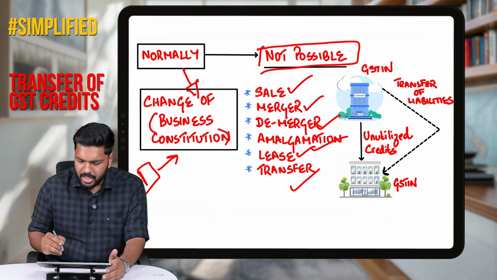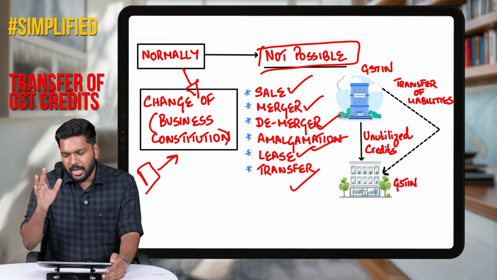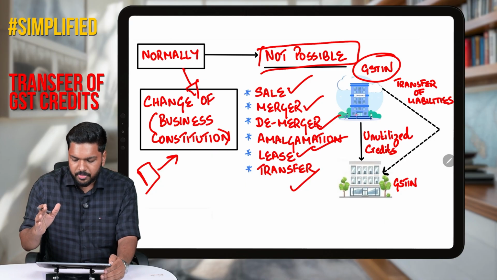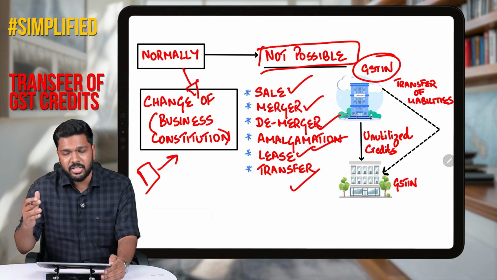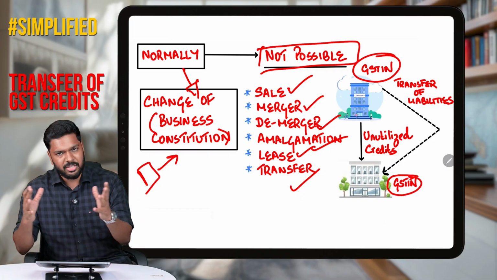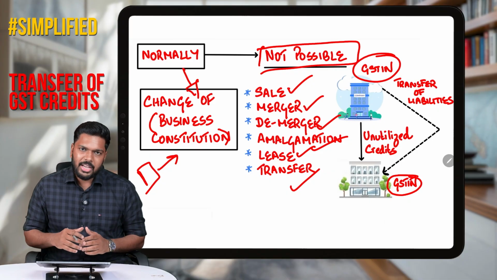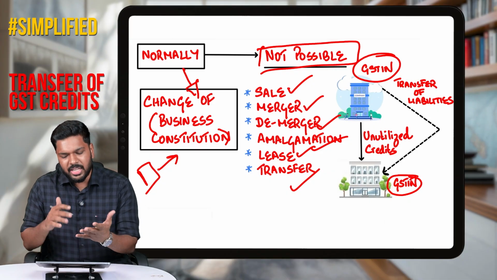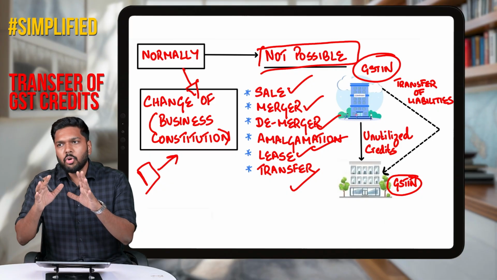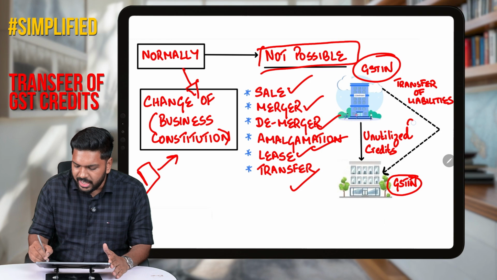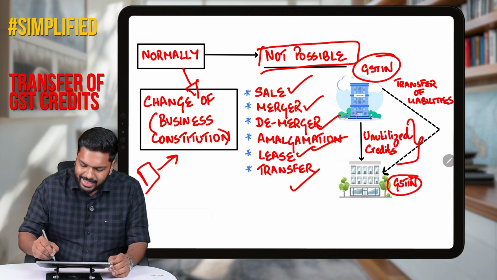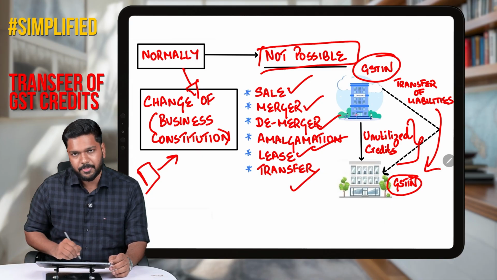And let's see how. So say you have a company in one state which has a GST registration, and you want to transfer the business to another business in another state having a GST registration. Now, in this particular transaction, let's say this transfer happens by virtue of sale, merger, demerger, amalgamation, lease, or transfer. Then you could very well transfer the unutilized GST credits if all the liabilities of the existing business are transferred to the new business.